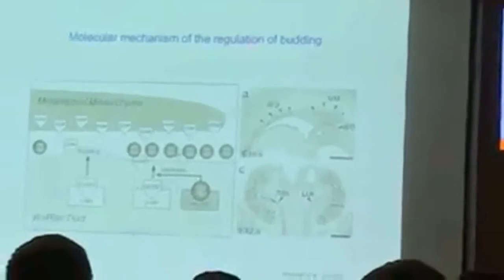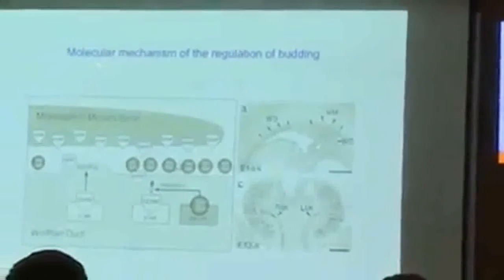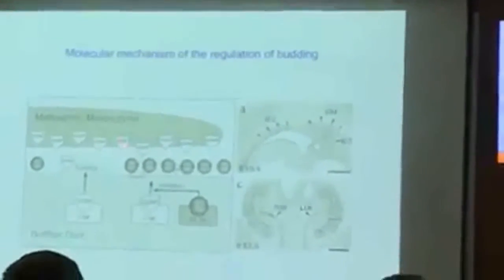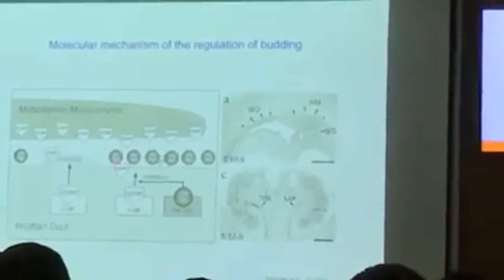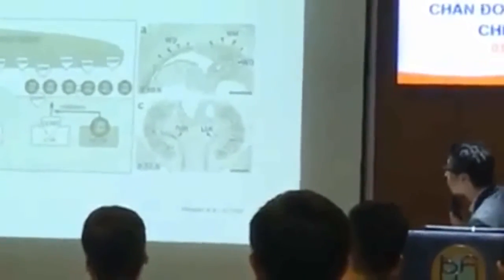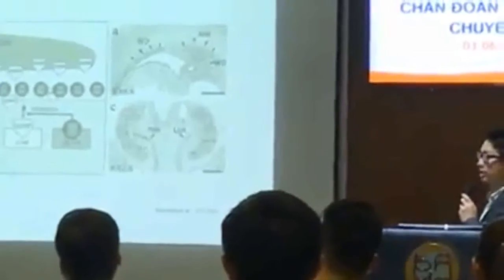So not only the genetic condition, this is also the molecular mechanism for the regulation of kidney budding. So including BMP4, which is quite an important gene, and also the RET gene, and also the GDNF gene. I will show you this later.